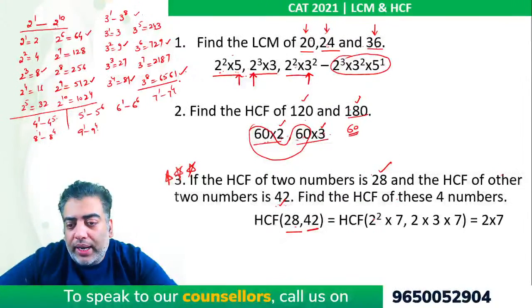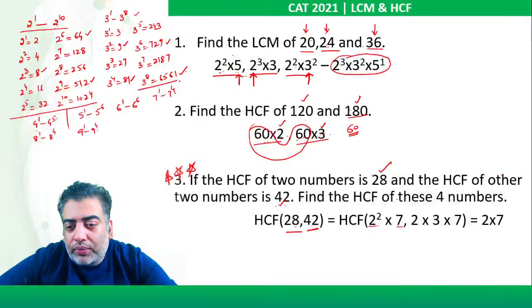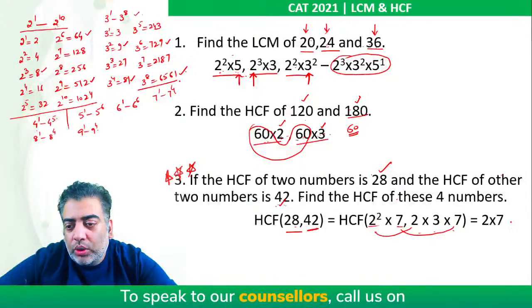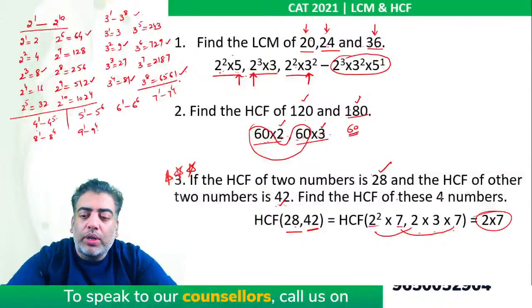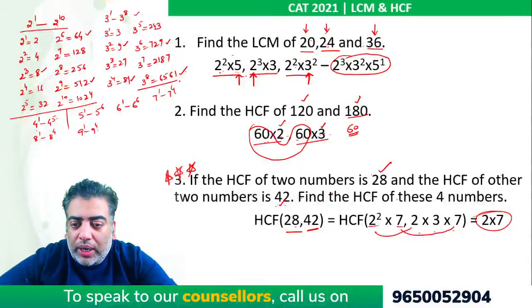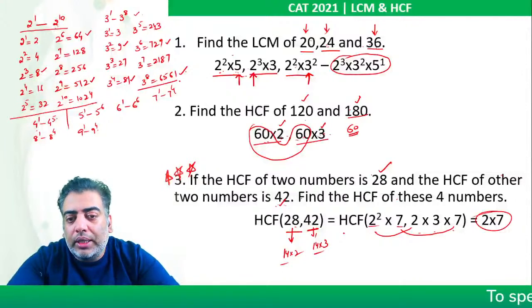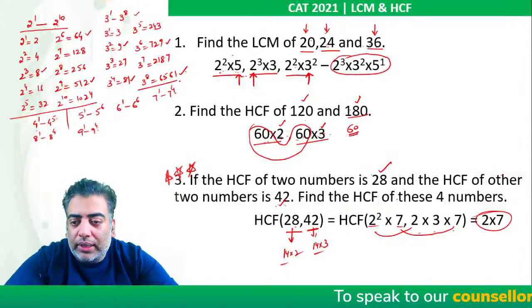Right, so 28 is 2 square into 7, 42 is 2 into 3 into 7, so the common factor is 7 and one 2, so HCF comes out to be 2 into 7 which is 14. Or if you think of 28 as 14 into 2 and 42 as 14 into 3, right here you can call that the HCF of these two will be 14.